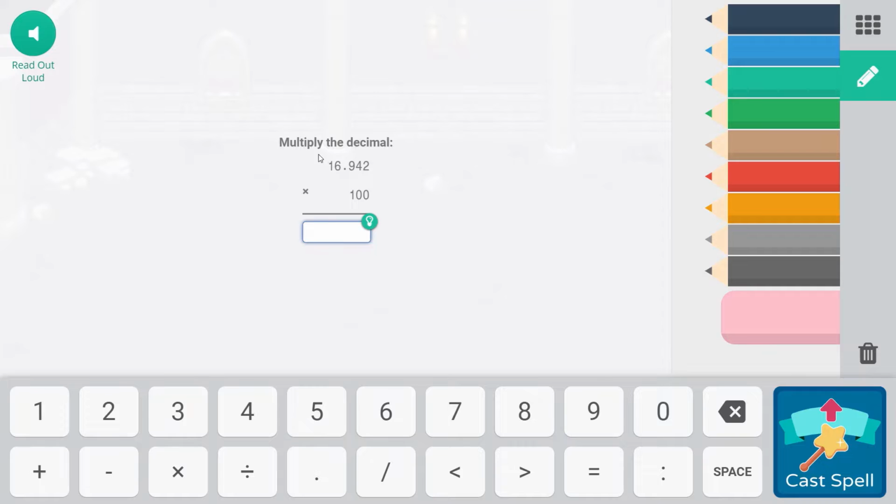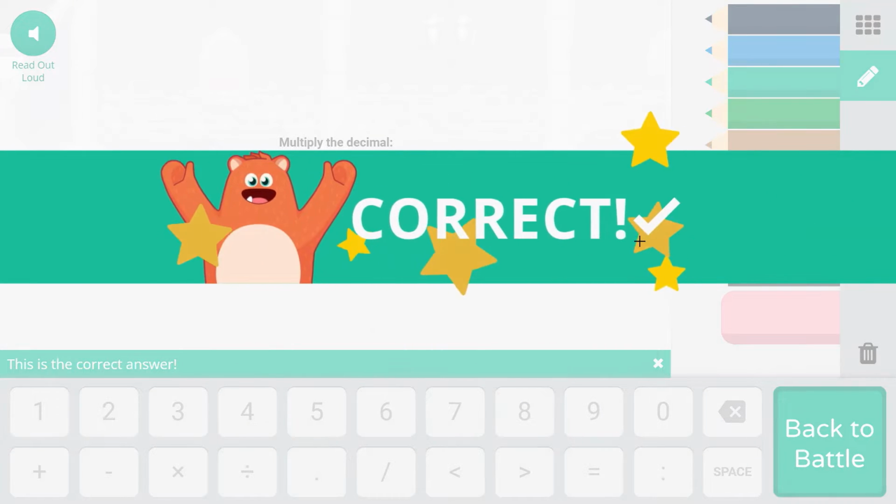So here we have multiply the decimal. And so we're going to be looking at decimals for a little while. There's a lot of that in 5th grade, and so this content is going to be 5th grade. So for decimals, my trick is the place values here, the zeros, that's what we're going to be moving over. So it's multiplying, so the decimals are going to be going to the right. And so there's two zeros and two place values that we'll be moving over. So our new number is going to be 1,694.2. Awesome.